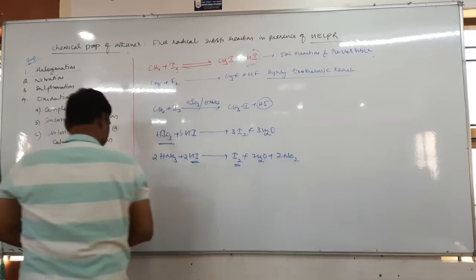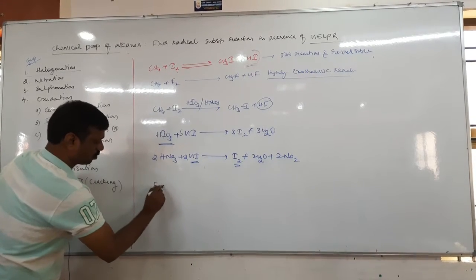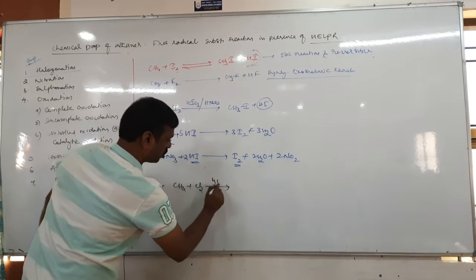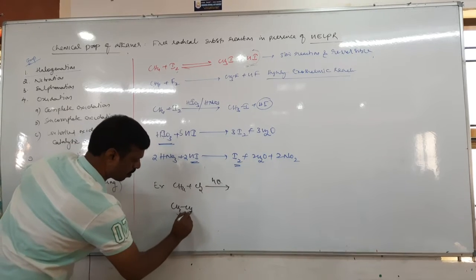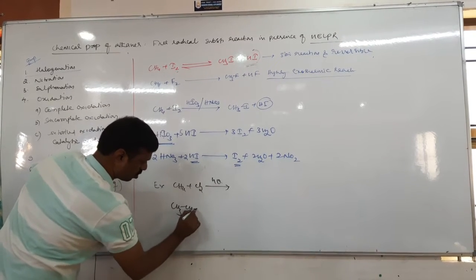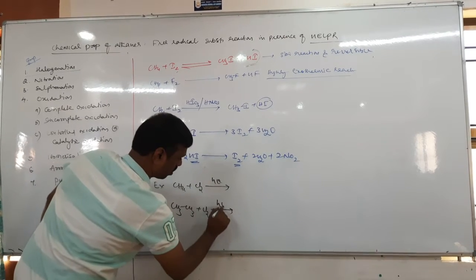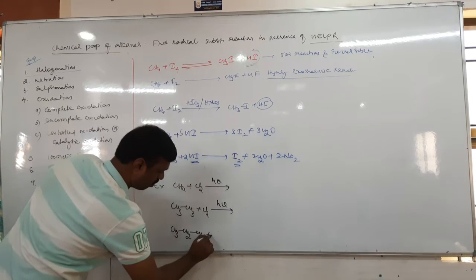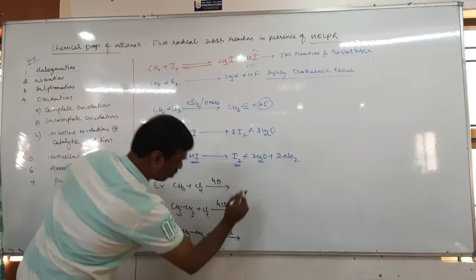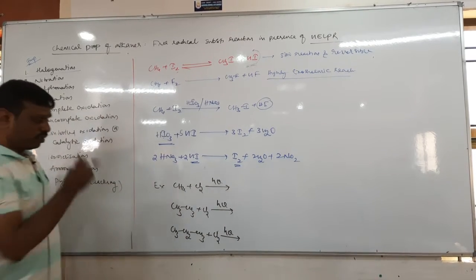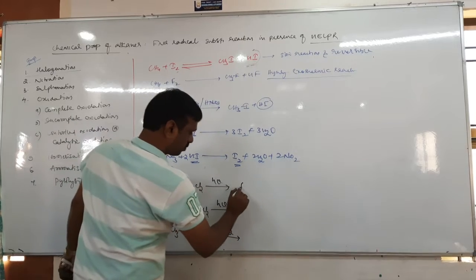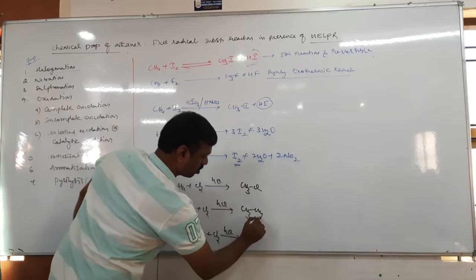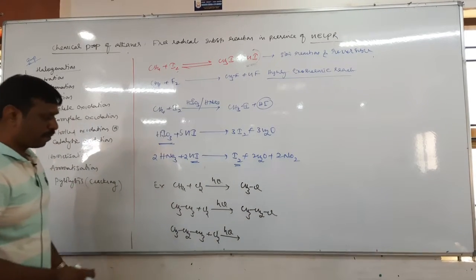Now let's see some examples. Methane plus chlorine in presence of h nu. Ethane plus chlorine, h nu. Propane plus chlorine, h nu. So write the products. Methane plus chlorine gives methyl chloride. Ethane gives ethyl chloride. Here tell me.